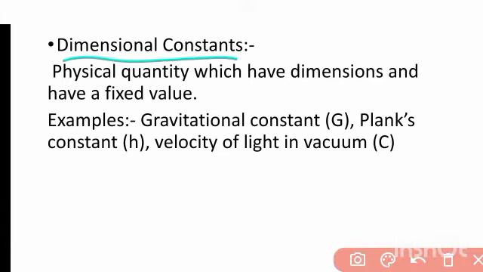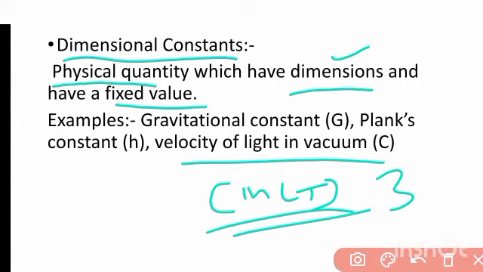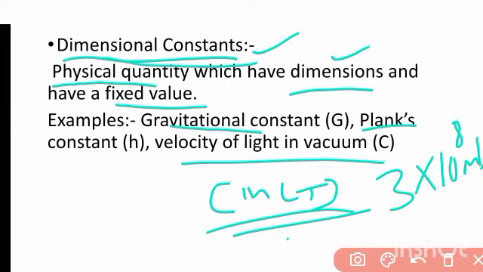Dimensional constant. A dimensional constant is a physical quantity which has a dimension and also has a fixed value. For example, the velocity of light in vacuum. They have a dimensional value, and along with it they have a fixed value like 3 times 10 to the power 8 meter per second. Such a quantity we call a dimensional constant. Gravitational constant and Planck's constant are examples of dimensional constants.